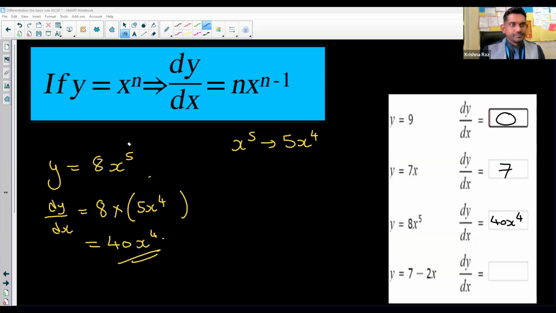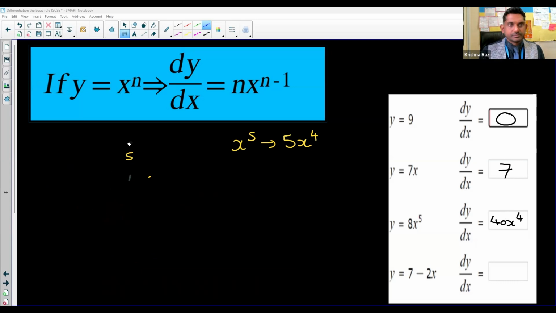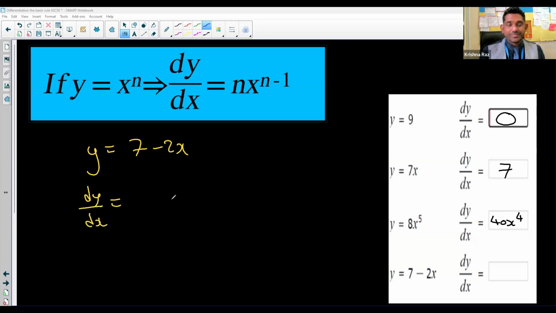And the last one, we have y equals 7 minus 2x. So dy by dx, we have to differentiate 7 and then minus 2x. So we know a constant has a gradient of 0, and we know this will differentiate to negative 2. So we end up with just negative 2.